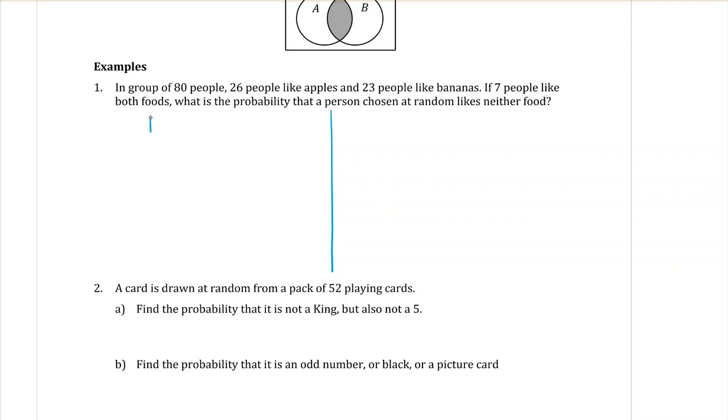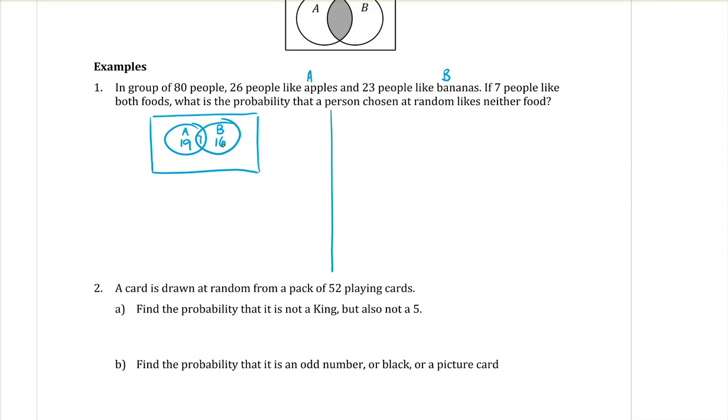I think the easiest way is to look at your Venn diagram. We have a group of 80 people, a group A and a group B. 26 people like apples and B is for the bananas, so A is for apples, B is for bananas. It says 7 people like both, so I put the 7 in the overlap. That means 26 minus 7 gives 19 people that only like apples. If I do 23 minus 7, there are 16 people who only like bananas.